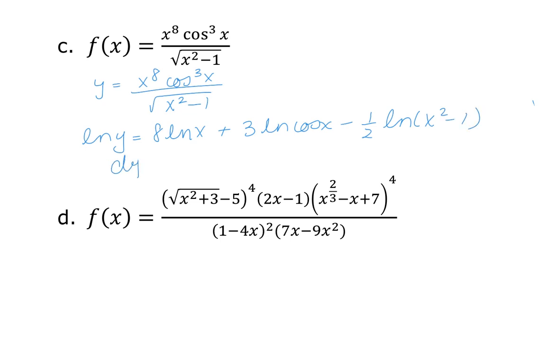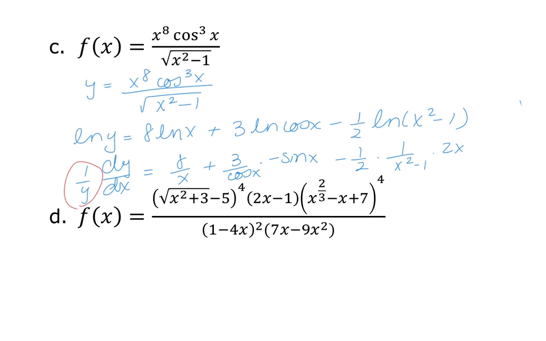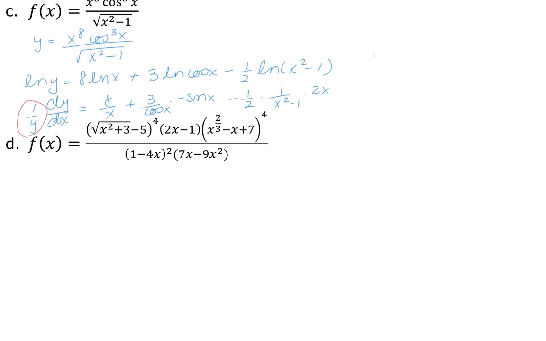So dy/dx multiplied by 1 over y will be equal to 8 over x plus 3 over the cosine of x multiplied by the negative sine of x, minus 1/2 multiplied by 1 over x squared minus 1 multiplied by 2x. It's not done yet, because remember I have this 1 over y, so I need to multiply both sides by y. Let me move this over.